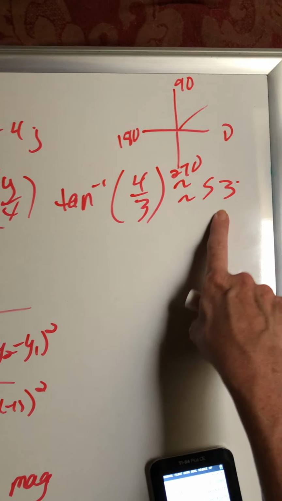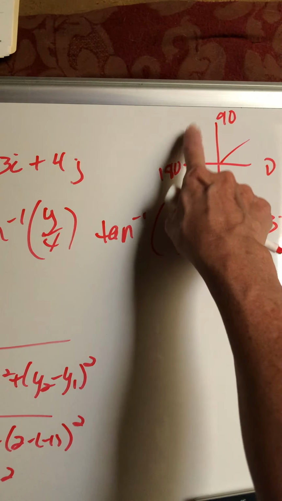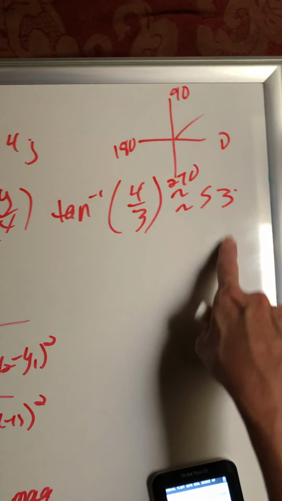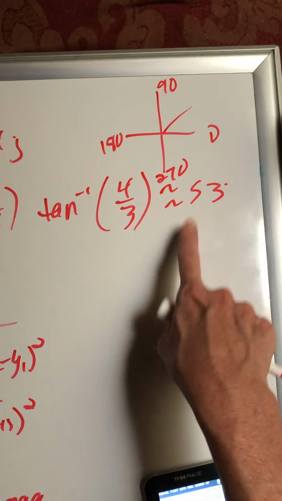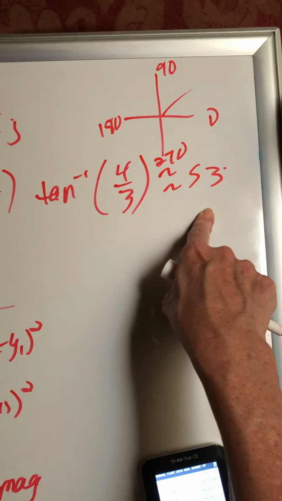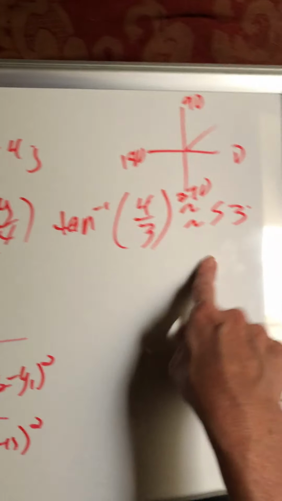Because this could be a reference angle. If this was like -3, 4, we'd be in the second quadrant, so we'd have to be doing something with 53 to get a second quadrant angle. So make sure you get it in the correct quadrant. Don't just do the inverse tangent and stop there. Make sure you're in the right quadrant. This is in the first quadrant because they're both positive, so we're good.